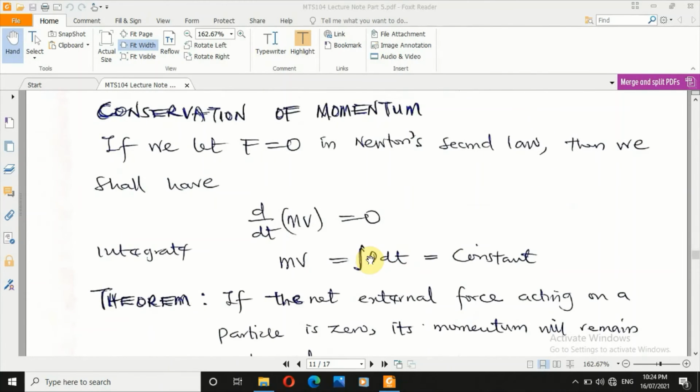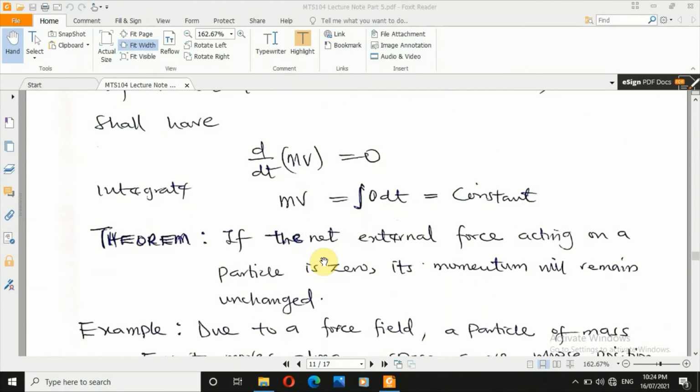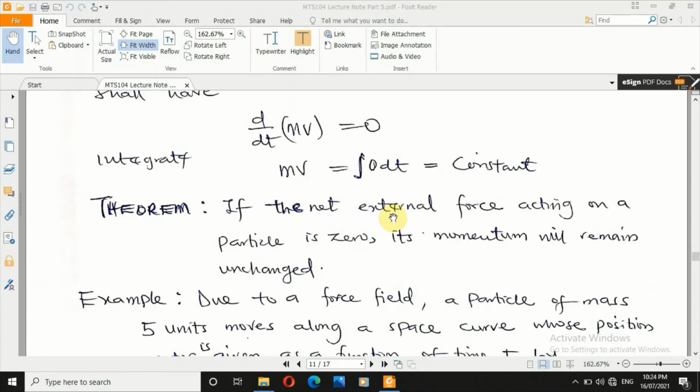So in that case, you can see now that if you integrate both sides, you have your m here, then you integrate 0 dt, then you have a constant. That leads us to a theorem now. The theorem says that if the net external force acting on a particle is 0, then its momentum will remain unchanged, which is what we can see here. The momentum will remain unchanged. What then will remain unchanged? It will become constant. It will be the same thing throughout.